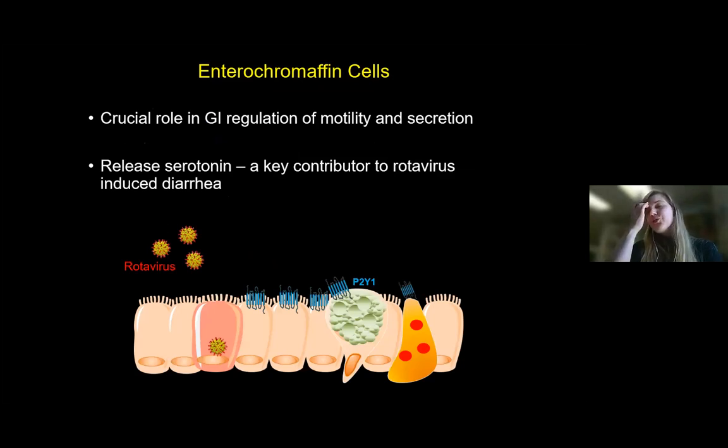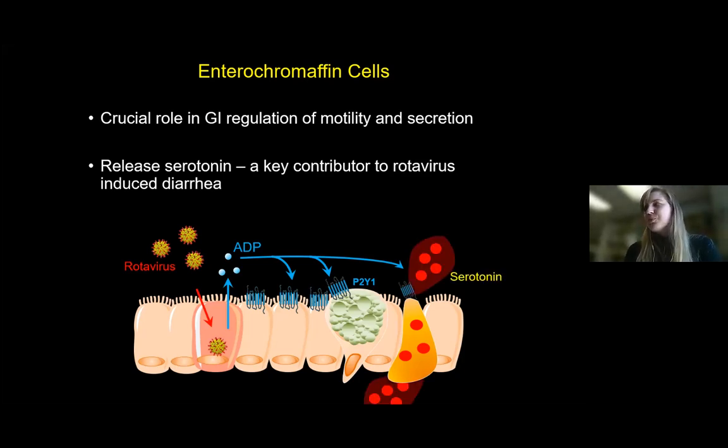Now, a key contributor to rotavirus diarrhea that I mentioned earlier is serotonin release from the enterochromaffin cells. And enterochromaffin cells play a very crucial role in the regulation of GI motility and secretion. And so we wanted to look into whether this P2Y1 receptor could be a viable target to prevent serotonin release, and whether the serotonin release is dependent upon P2Y1 signaling.